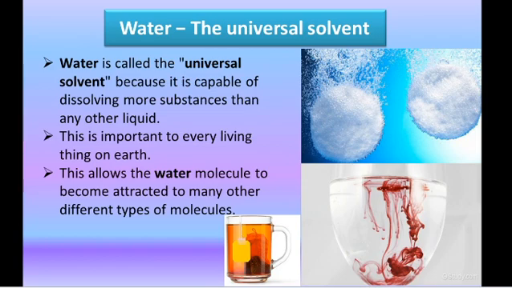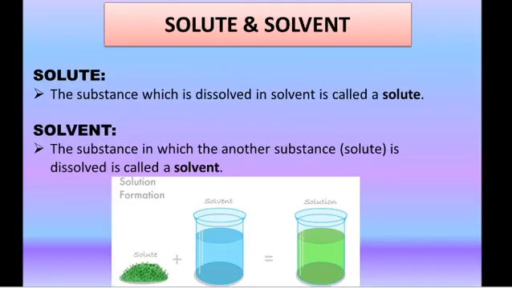Okay, now see the next topic: water, the universal solvent. Why is water called a universal solvent? Because water is capable of dissolving more substances than any other liquid. This is very important for every living thing. That's why we call water a universal solvent. This allows the water molecule to be attracted to many different types of substances, so water dissolves lots of substances, and hence we call it a universal solvent.